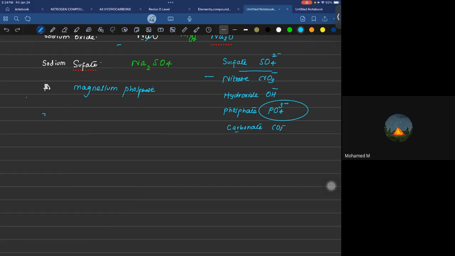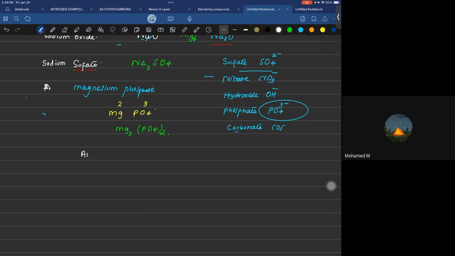Because we need to swap the valencies. Should I tell you? Yeah. The valency for magnesium is 2 and the valency for phosphate is 3. So I'm going to cross multiply it. I would be getting Mg3(PO4)2. Exactly. You have to draw the bracket basically. So this is called magnesium phosphate.